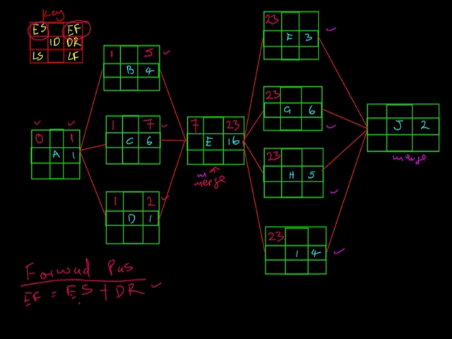We say early finish is equal to early start plus the duration. So 23 plus 3, we get 26. 23 plus 6, we get 29. And then here, 23 plus 5, we get 28. And 23 plus 4, we get 27. All right, we go on to the next one, the last activity in this case.